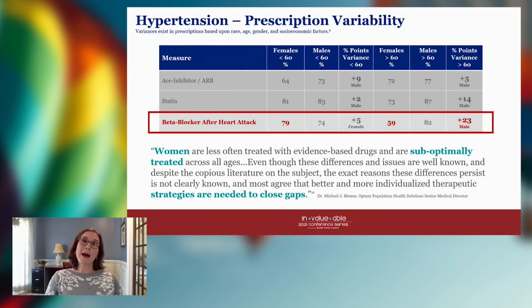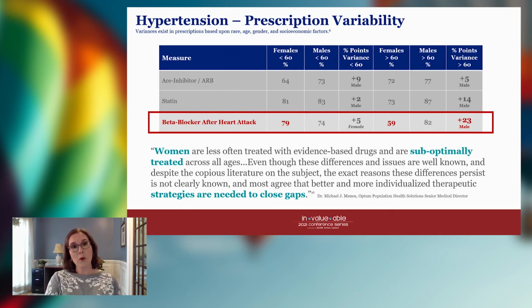Now, this is perhaps the most interesting slide in the whole deck. I'm going to take a few minutes and explain it to you because it's very detailed. But here's what I want you to know. What we looked at is prescription variability between males and females, and also in different age brackets. What you see at left is males and females who are under the age of 60, and at right is males and females who are over the age of 60.